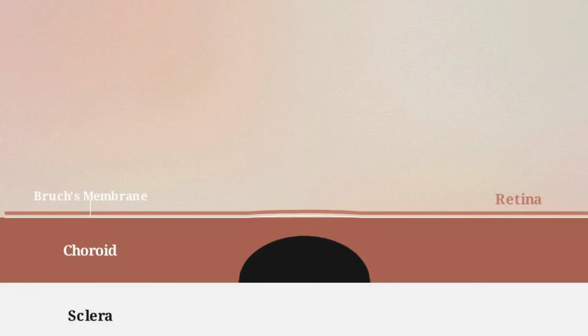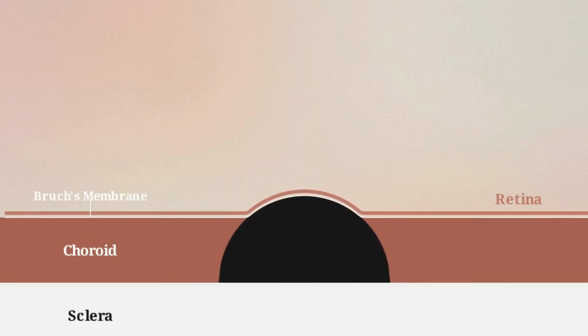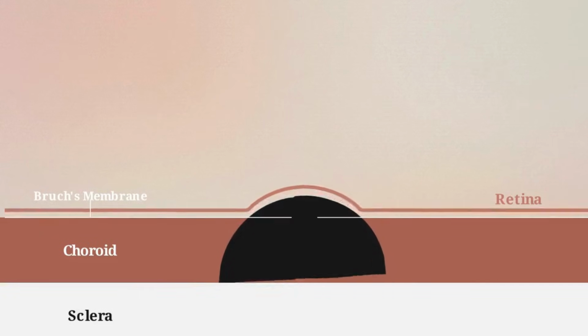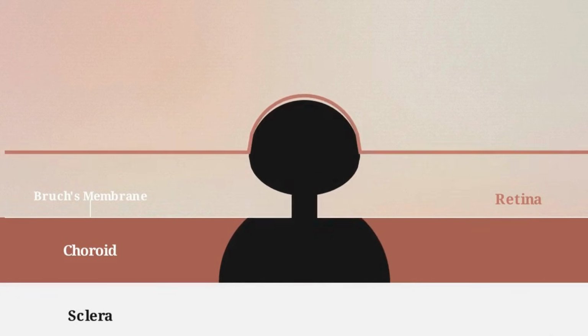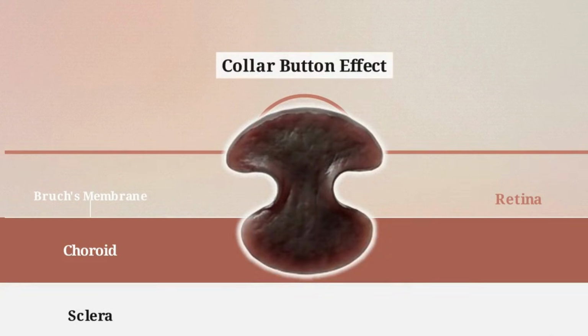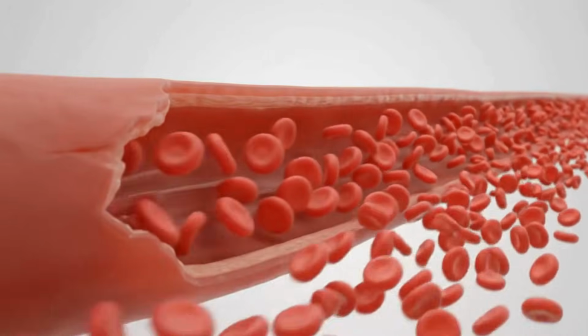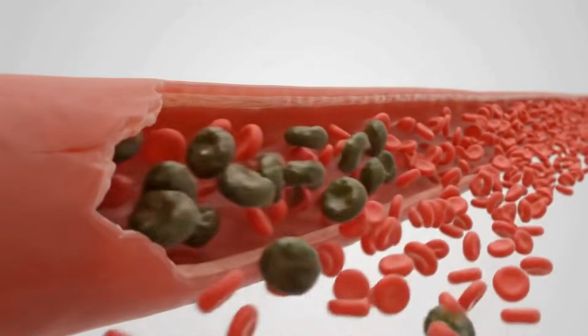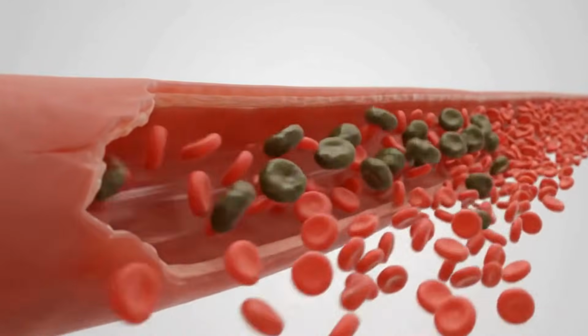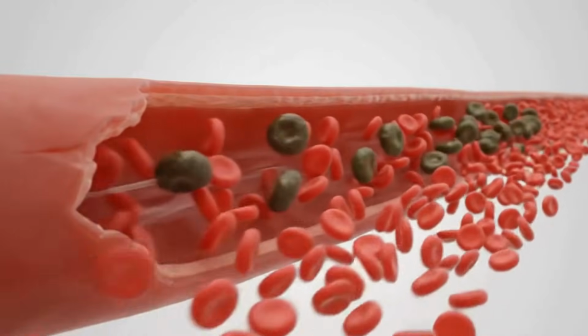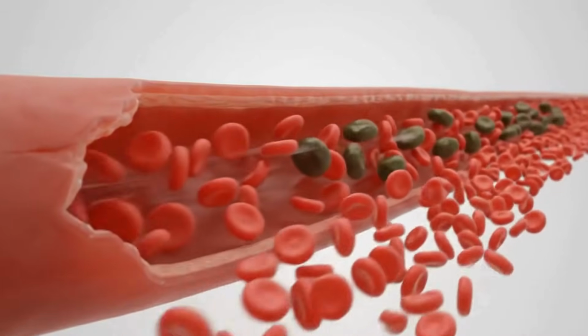This creates immense internal pressure, eventually causing the tumor to rupture through Bruch's membrane. We call this the collar button effect, yielding a distinct mushroom-like shape. Recognizing this anatomical breakthrough is a critical step. Once Bruch's membrane is breached, the tumor's intrinsic vascularization is exposed, increasing the risk of cancer cells entering the bloodstream and spreading beyond the eye.